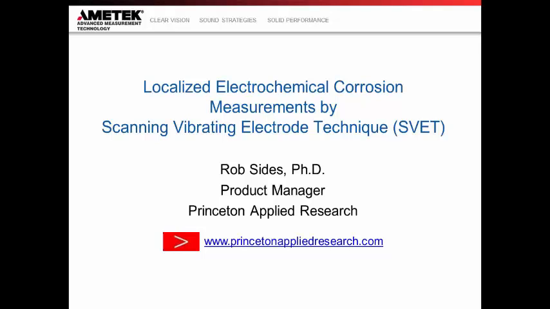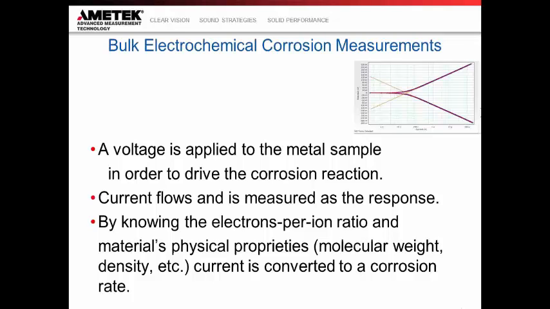So to understand where we are with localized methods, first I want to take a step back and discuss bulk electrochemical methods. The way that electrochemical techniques are used and applied in the corrosion industry is that we'll take a voltage and apply it to a metal sample in order to drive a corrosion reaction. This applied voltage is going to cause a current to flow. That current is our measured response.